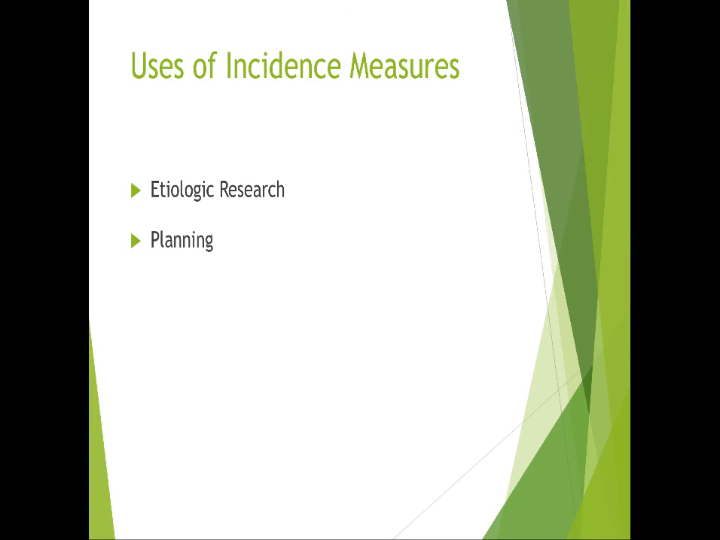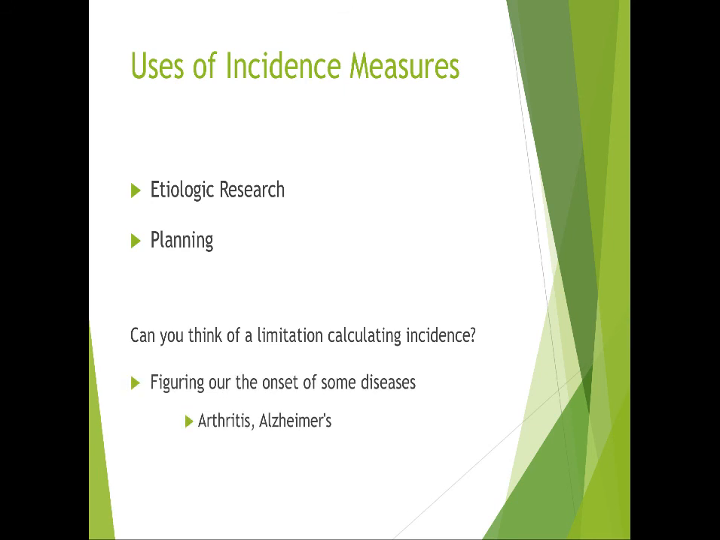Incidence rates are very important, but as we said previously, they rely on quality surveillance. Furthermore, the onset of certain diseases can be very long, so it's very hard to identify when the disease really starts. Think of arthritis or Alzheimer's disease or even cardiovascular disease. Chronic diseases take time to develop, so knowing the exact start time may be impossible.